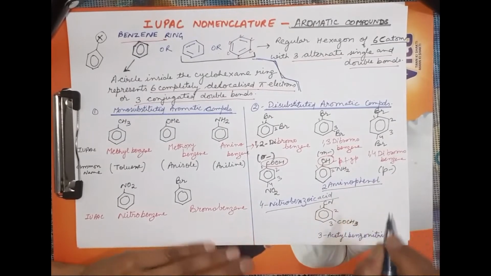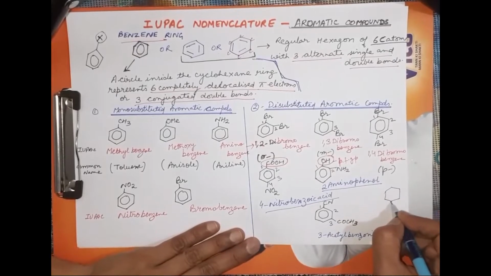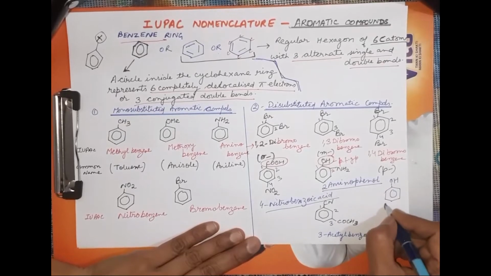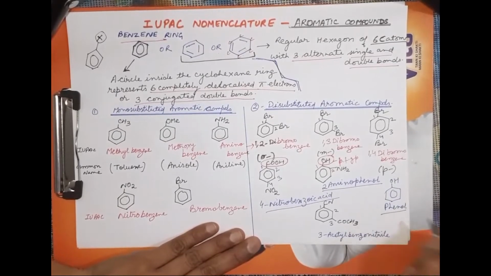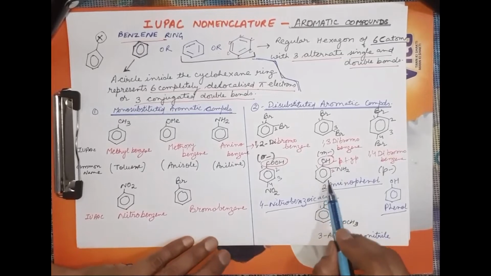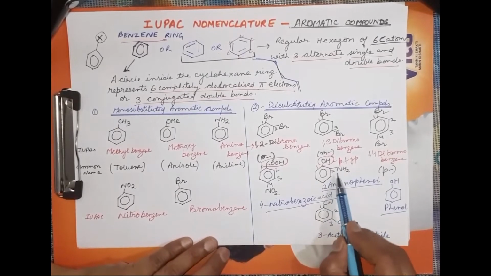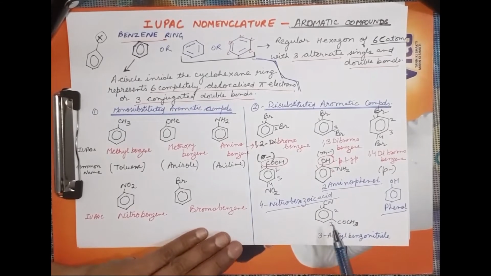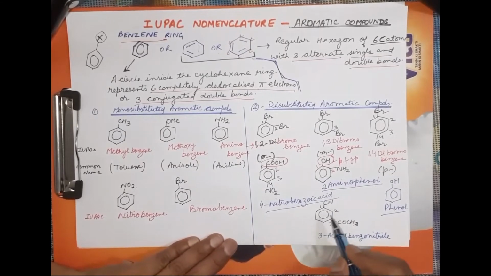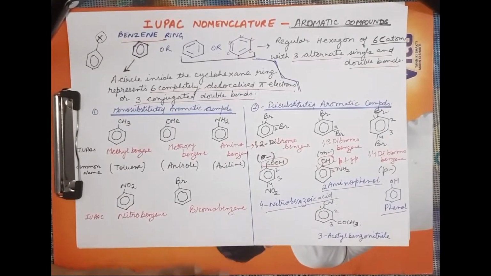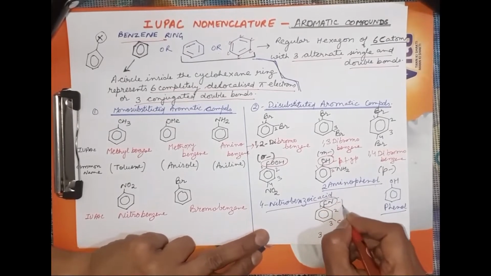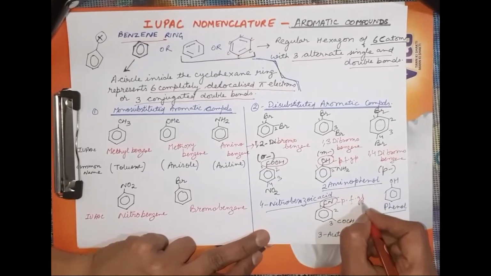Why this 2-aminophenol? Because if a benzene ring is having one OH group, this is called phenol. That is why the name for this compound will be 2-aminophenol. So the next example is this, where the benzene ring is having two functional groups, CN and COCH3. So according to the priority table, this CN is the principal functional group.